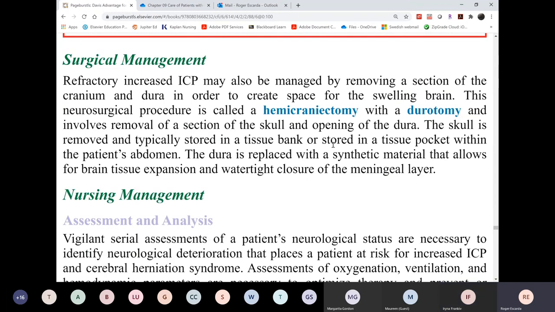If none of those interventions, so let's summarize. Our interventions were positioning at 30 to 45 degrees. We need to keep the oxygen high and CO2 low. Temperature must be maintained normal.